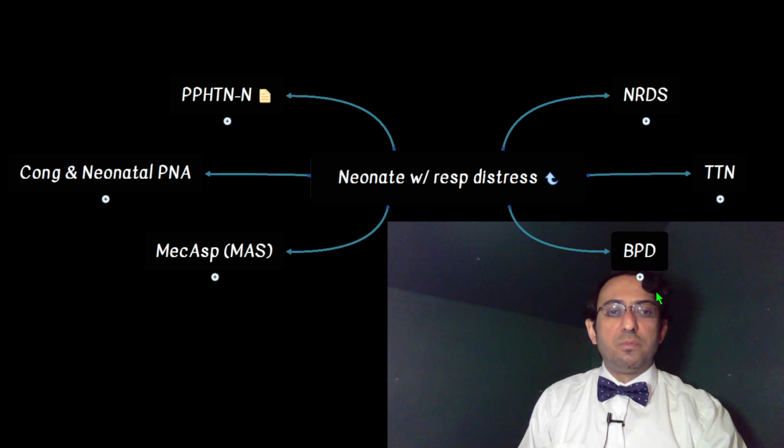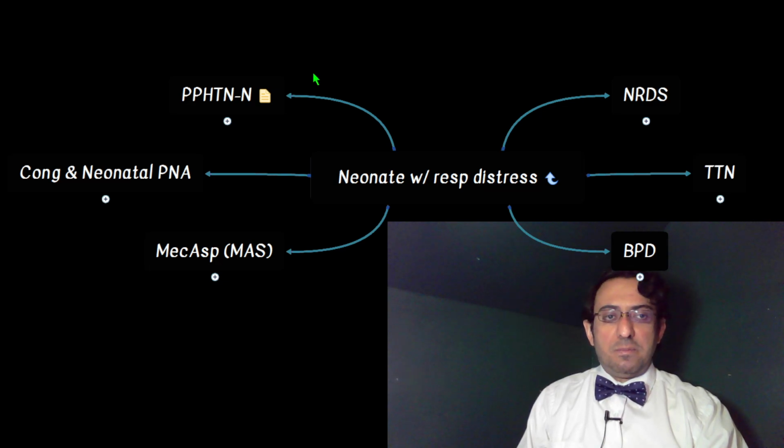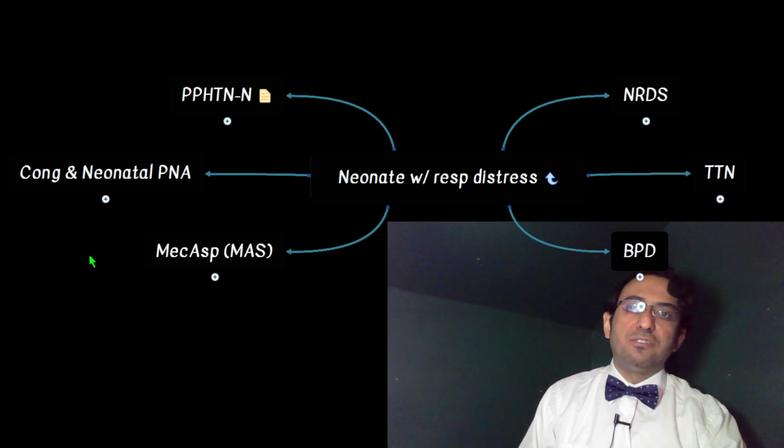The other is bronchopulmonary dysplasia. The next one is persistent pulmonary hypertension of the newborn. The other is congenital and neonatal pneumonias, and the final one is meconium aspiration syndrome.